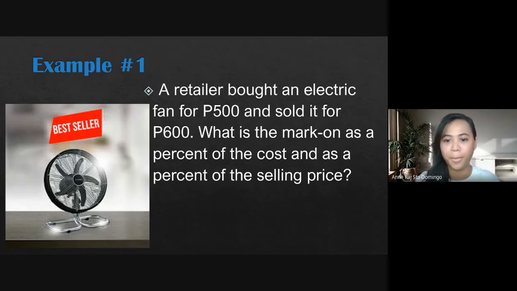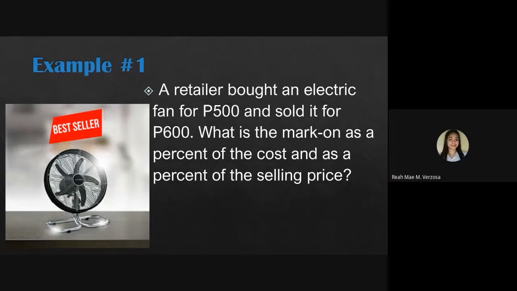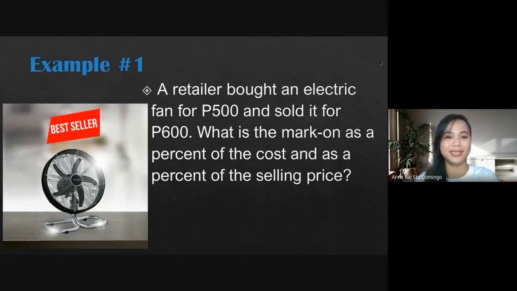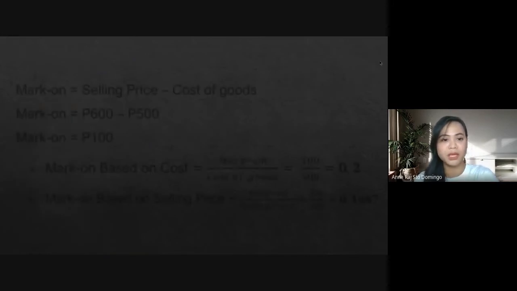Example number 1. Mark-on rate based on cost, and then mark-on rate based on selling price. Okay, very good. What we are looking for here, since it says what is the mark-on as a percent of the cost and as a percent of the selling price, is the mark-on rate, because it is a percent. So, let's find the solution. How do we get the mark-on, guys?